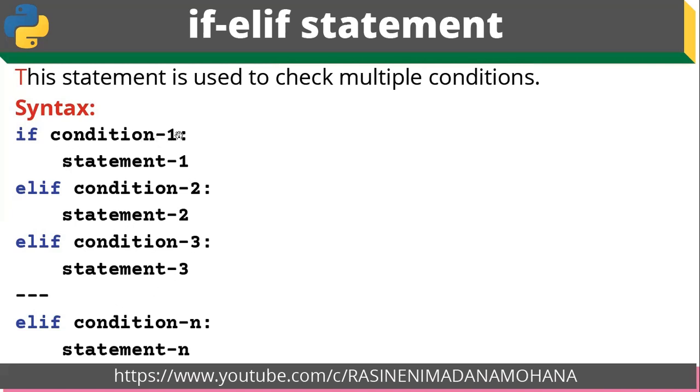If condition 1 returns false, then it comes to the elif condition 2. Again, if the elif condition returns true, then statement 2 is executed. If the elif condition is false, then it comes to the elif condition 3. If this condition is true, then statement 3 is executed. If it is false, again it goes to the next statement and so on. Like that, the flow of execution will be done.